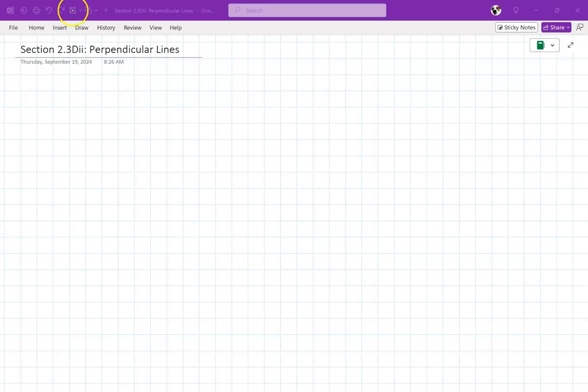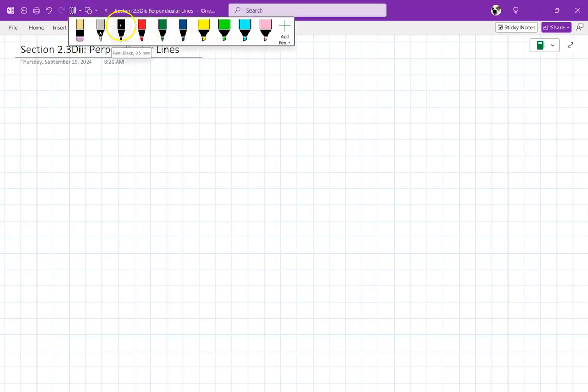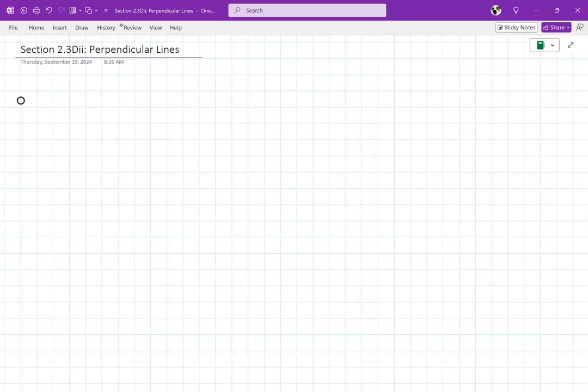All right, so section 2.3D part 2, right? This is the second part of the types of lines that we're supposed to know. Parallel lines we did last time. Just a real quick recall here.